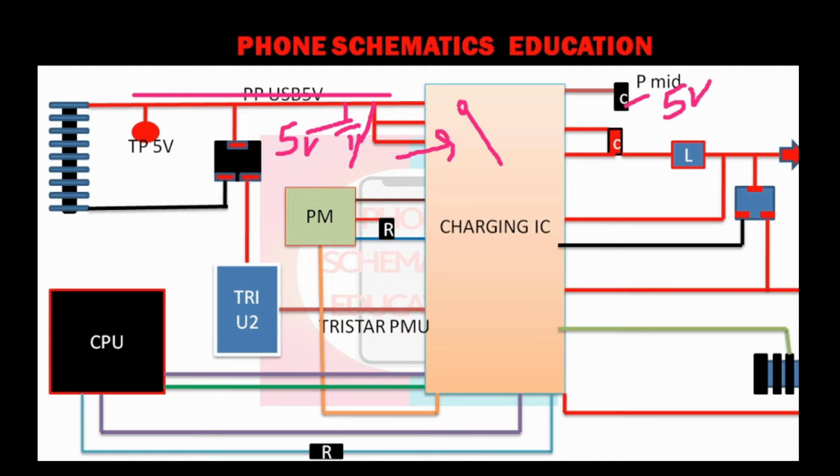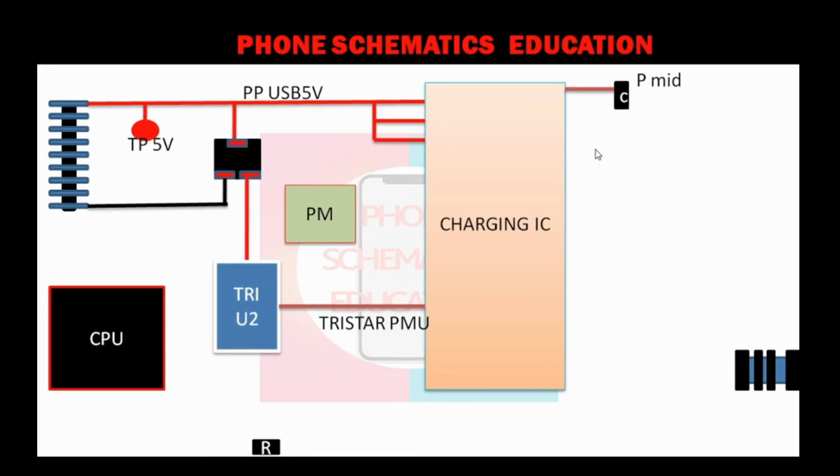Right? If you get 5 volt here on PMID, that means this whole line, you can say this PPUSB voltage of 5 volt, enters properly to the charging IC. Confirmation basically. Now next, after the PMID, you will see a boot cap.